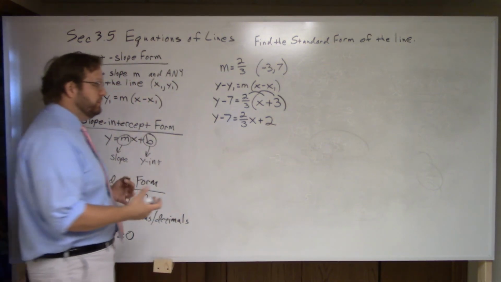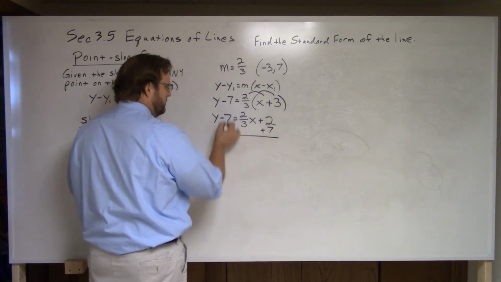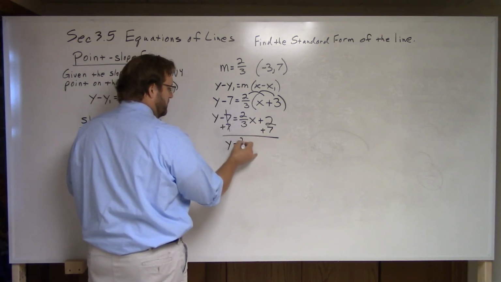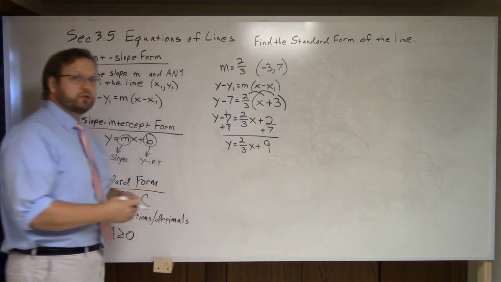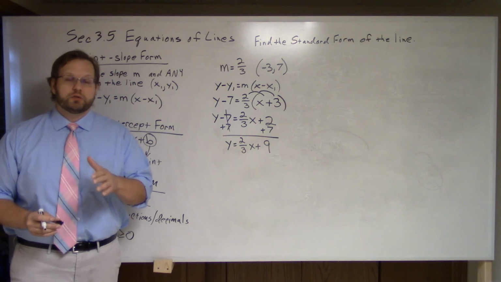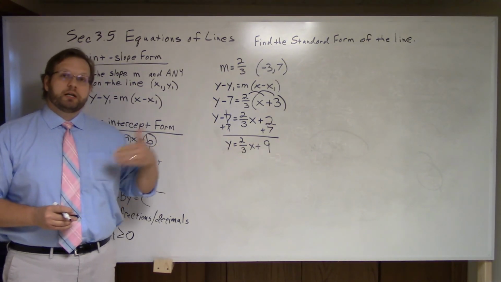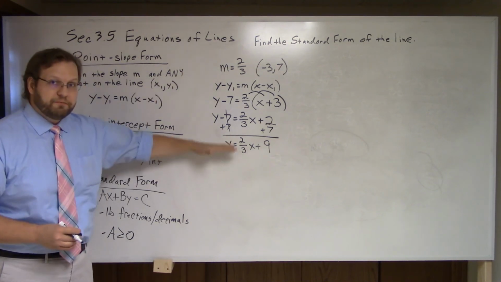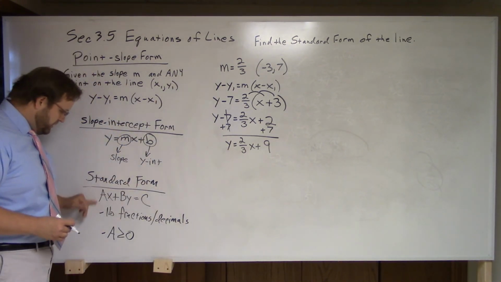And then complete the solving for y by adding a 7. And there's your slope-intercept form. If the instructions were, put this in slope-intercept form, you're done. But if we want to go to standard, we don't do anything different up until this point. We just keep going. So for standard, there's 3 things.